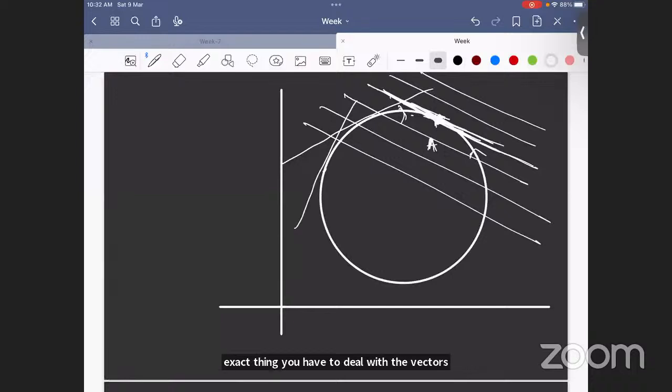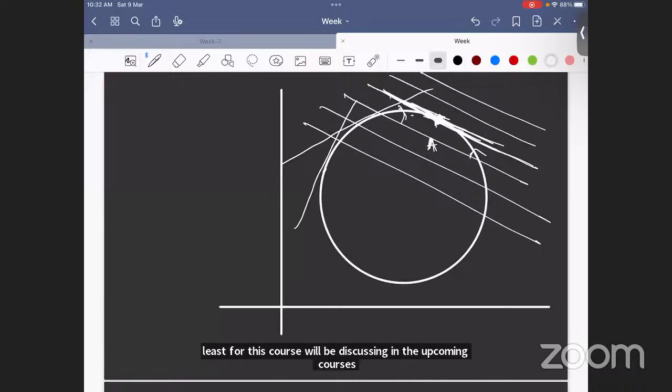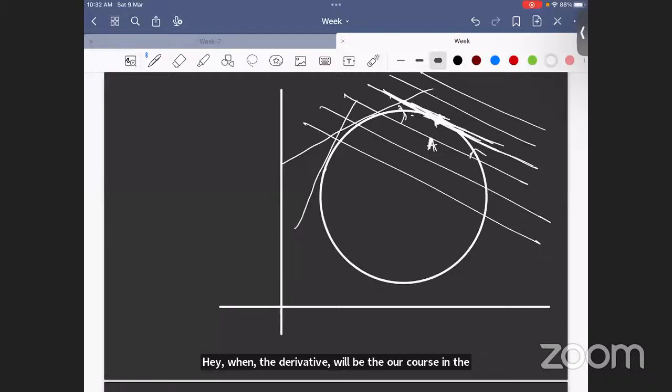So that we will be discussing, but not at least for this course. We'll be discussing it in the upcoming courses. When the derivative comes in our course, then that tangent part will be more clear. Here, why do we introduce tangent? It just gives an idea.